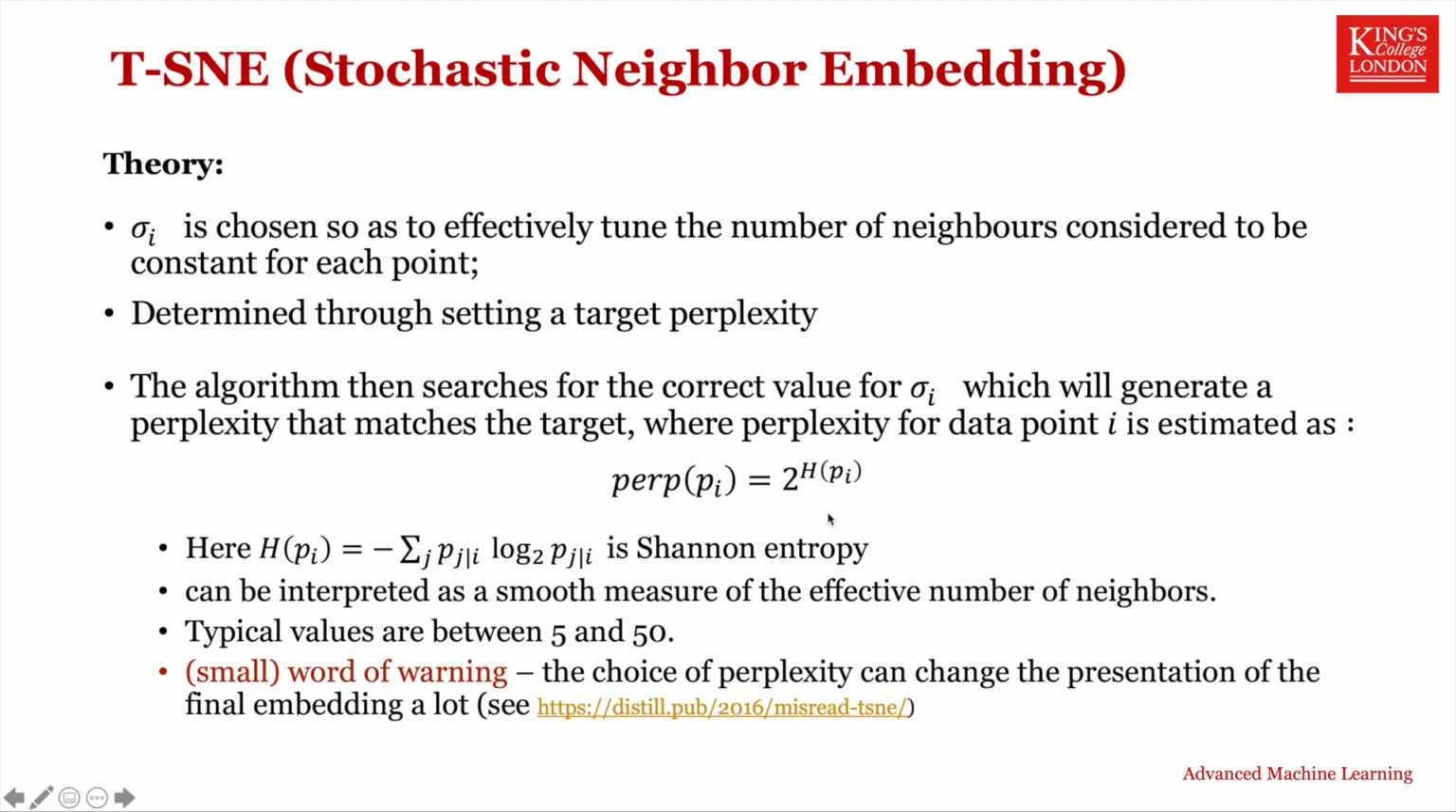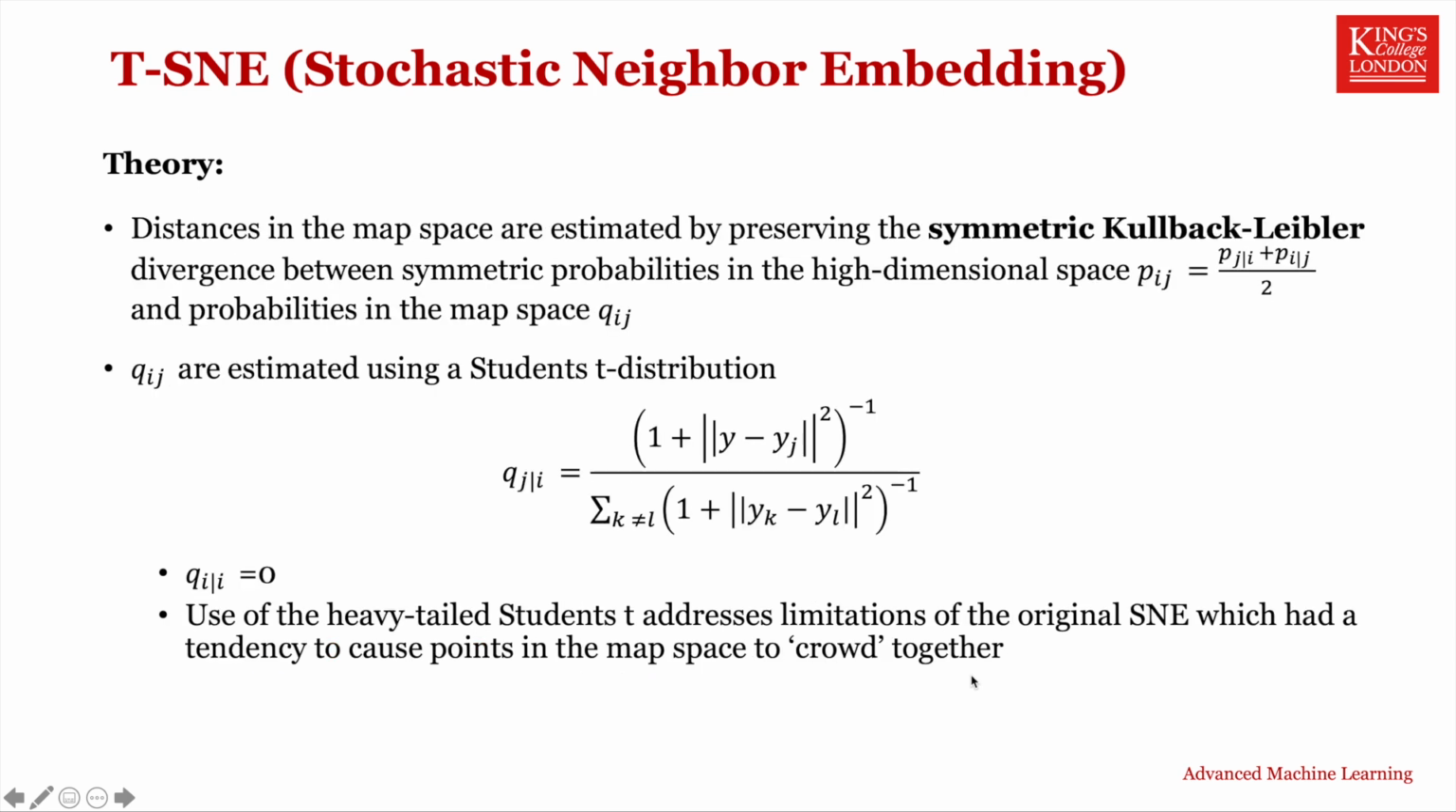So it essentially just reduces to tuning the number of neighbours considered within the local probability distribution for each point, where typical values for this perplexity tend to range between 5 and 50. Just a small word of warning that in some cases changing this perplexity value can have quite a big impact on the way that the final embedding looks, so it pays to be cautious when interpreting the results. For more details on this, consider reading the following article.